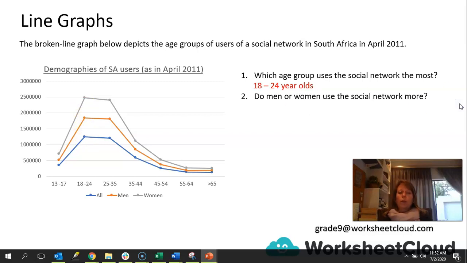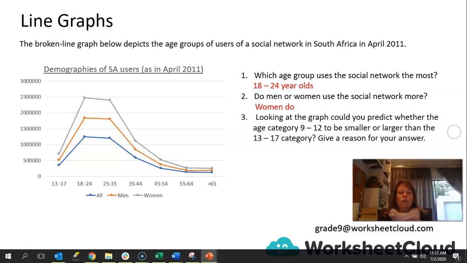The next one: do men or women use the social network more? See, I knew that question was coming. And again, as I said, the gray graph is much higher at every single point than the orange or the blue. Obviously, the blue is the two combined. Here we can see that the men are lower, but the women are definitely much higher, and the women use the social network more. So women do. That's all there is to it.